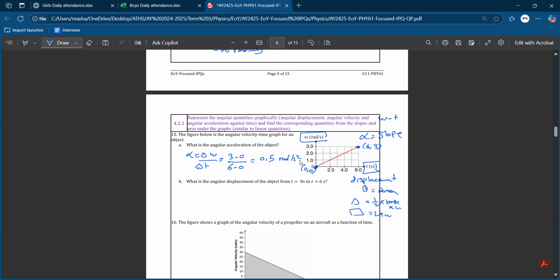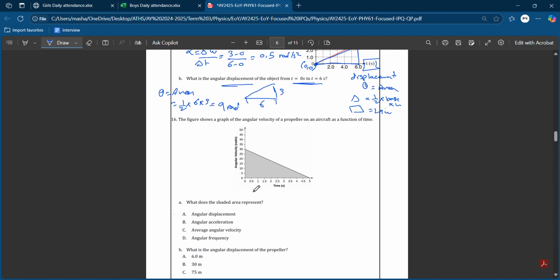For B, what is the angular displacement from 0 till 6? So we are talking about this area. So we have this triangle, the distance from here to here, which is 6, is the base. The height is equal to 3. So the angular displacement is the area, which is half times 6 times 3. So the answer is 9 radians.